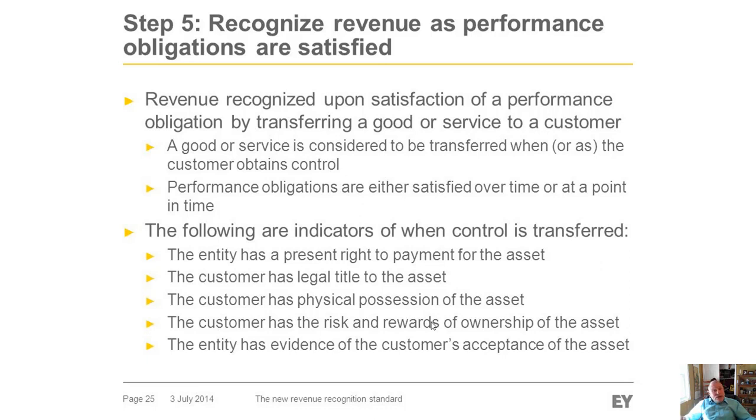The entity itself has a present right to payment for the asset, not coming in over time. The customer has legal title to the asset. It is not a license. The customer has physical possession of the asset, tangible or intangible. The customer has the risks and rewards of ownership of that asset. And the entity has evidence of the customer's acceptance of this. So this is the final step.